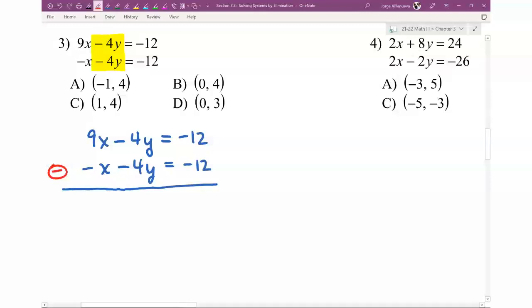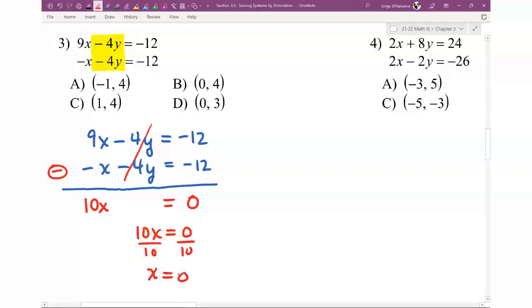So let's subtract 9x minus a negative x. What do I get? So 9 minus negative 1, that's a plus. That'd be 10x, right? Negative 4y minus a negative 4y, that's 0. Okay? And then equals negative 12 minus a negative 12. What do I get for that? Also 0. So I get 10x equals 0. So if I divide by 10, x equals 0.